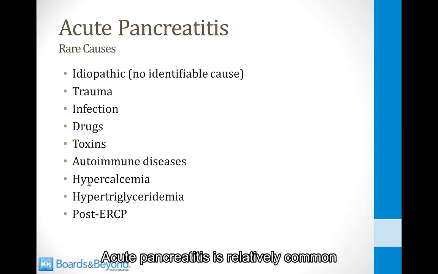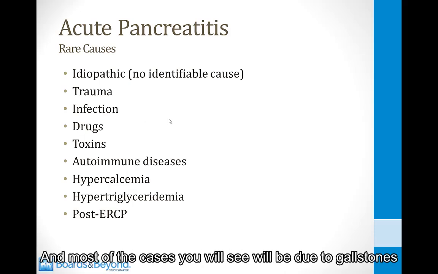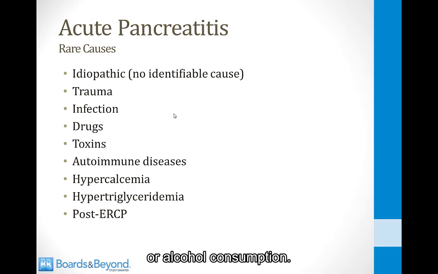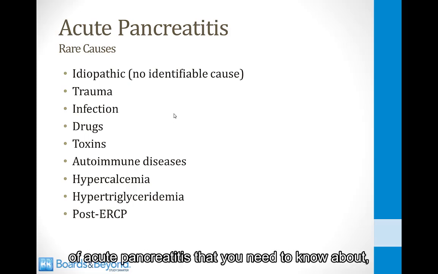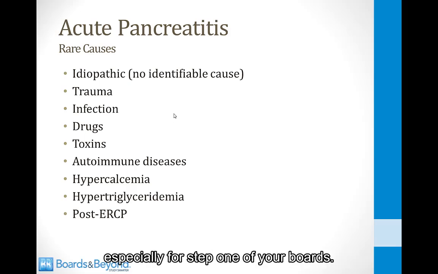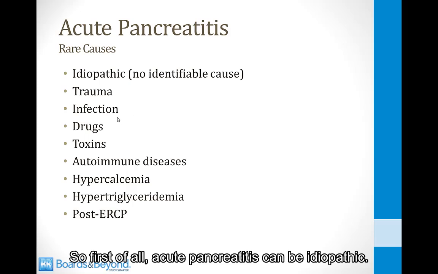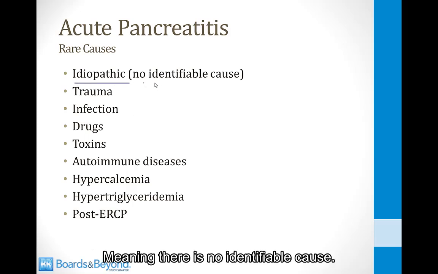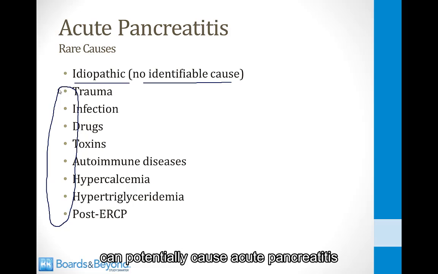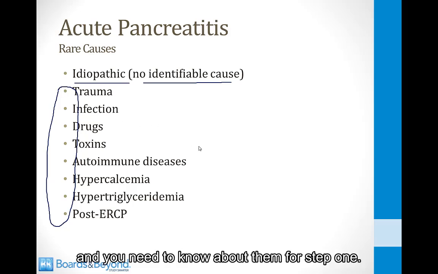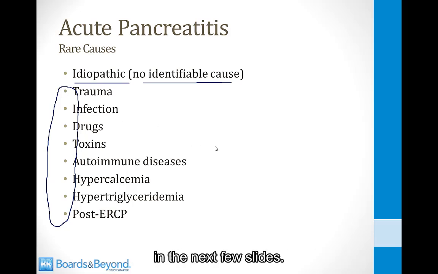Acute pancreatitis is relatively common, and you will most likely encounter it on your clinical rotations, and most of the cases you will see will be due to gallstones or alcohol consumption. There are, however, a number of other causes of acute pancreatitis that you need to know about, especially for step 1 of your boards. So first of all, acute pancreatitis can be idiopathic, meaning there is no identifiable cause. And then all of these triggers listed on the screen here can potentially cause acute pancreatitis, and you need to know about them for step 1, so we'll go through them one at a time in the next few slides.